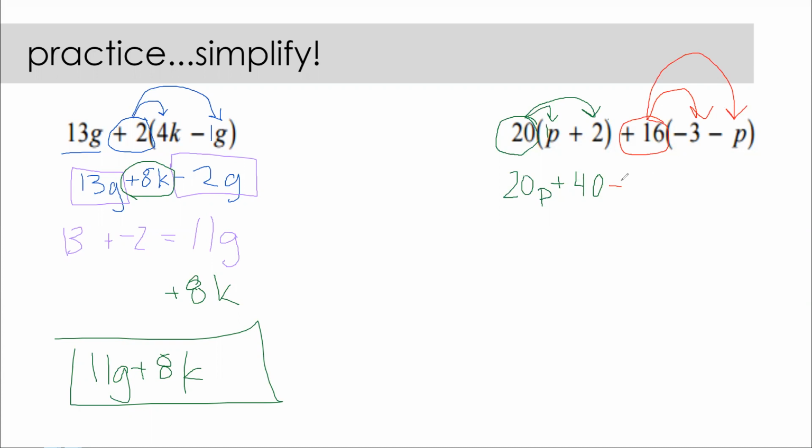So we are adding on to this expression. We're going to take 16 times negative 3. So 16 times 3 is going to be 48. But that 48 is going to be a negative 48 because a negative times a positive is going to be a negative. And then I see a subtraction sign, so I'm going to do subtraction there. And then I'm doing 16 times 1p. So that is going to be a 16p.